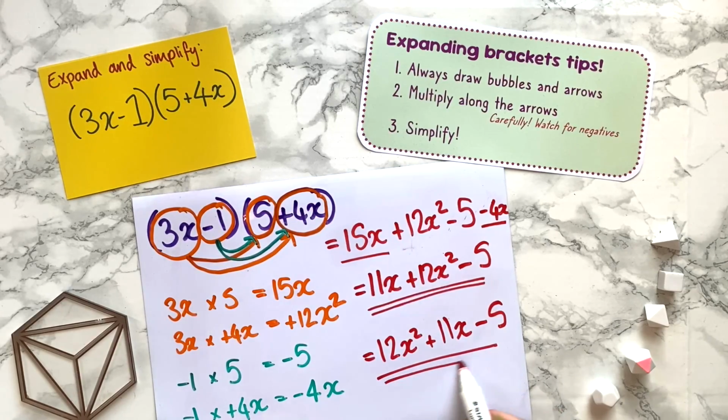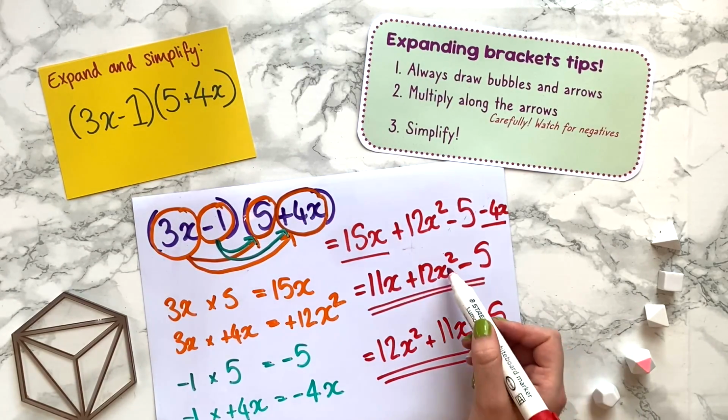This is a slightly more common format to see it in, with the x squared term on the left, followed by the x term, followed by the number. But it doesn't really matter, both of these are correct answers.